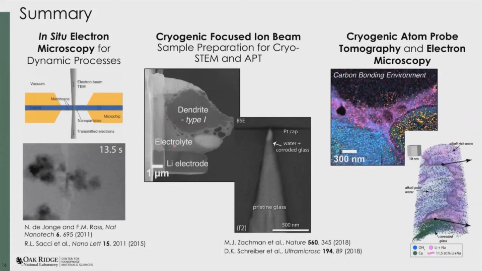And using the cryofib, you can prepare samples both for cryoSTEM and for cryo APT. And then using those techniques, you can get nanoscale or possibly atomic resolution, structural and elemental and bonding environment information from cryoSTEM, and nice elemental concentrations in 3D with atom probe. So thank you very much, and I think we have a question and answer session now.